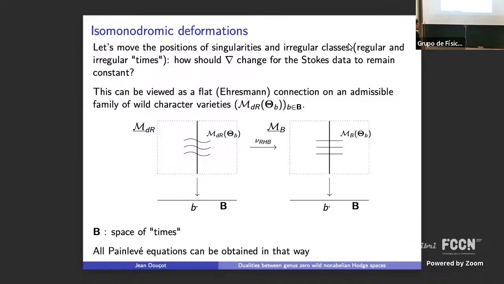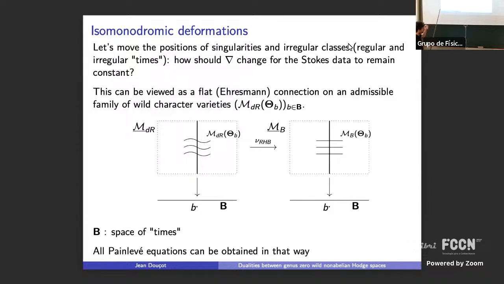Okay, and so I'm not really interested that much in isomonodromic deformations today, but still, I will need some ideas that come from that in what comes later. So I will just say a few things. The idea of isomonodromic deformation appears when you ask the following question: you want to move the position of the singularities and you want to deform your irregular class. What we will call isomonodromic times. And you ask how the connection should change for the Stokes data to remain constant.